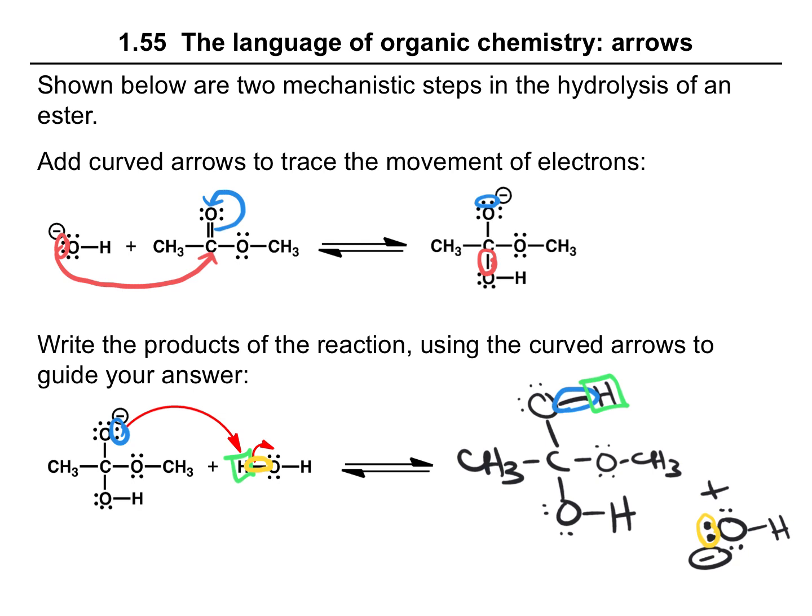So as long as we remember that the curved arrows represent the movement of electrons, and as long as we remember that we always start our arrow at the original location and point to the final location, then we will be able to communicate a lot about organic reactions.